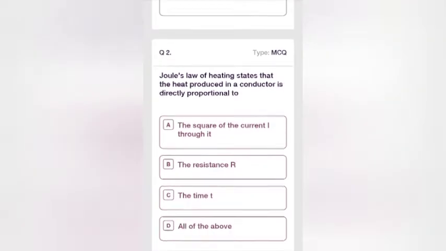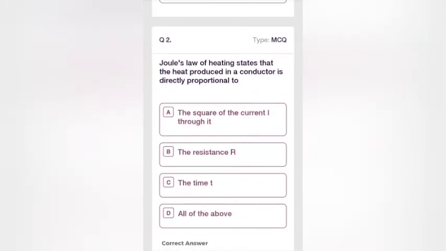Joule's law of heating states that heat produced in the conductor is directly proportional to... See, we know the statement of Joule's law: the heat produced is directly proportional to square of the current, then directly proportional to resistance and directly proportional to time. See, all of the above is the correct answer.